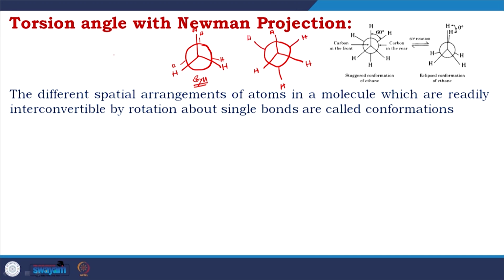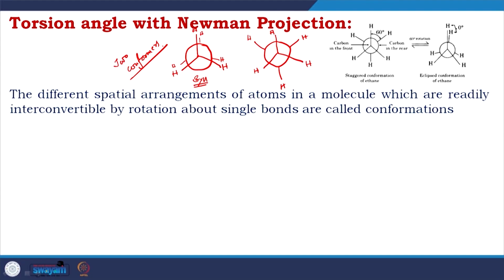So these are two conformers. Clear? So the different spatial arrangement of atoms in a molecule which are readily interconvertible by rotation about single bonds are called conformation. So these and these, they are readily convertible. The different spatial arrangement of atoms in a molecule which are readily interconvertible by rotation about a single bond are called conformers. Syn and anti are conformers.